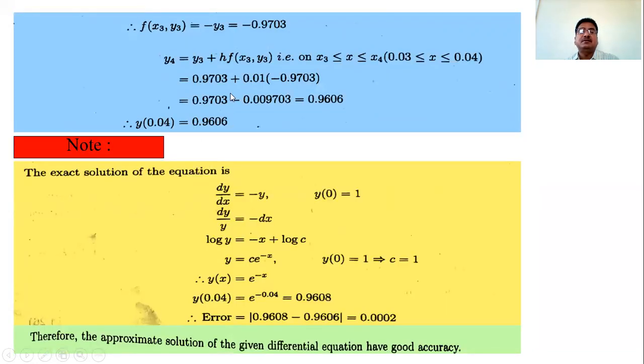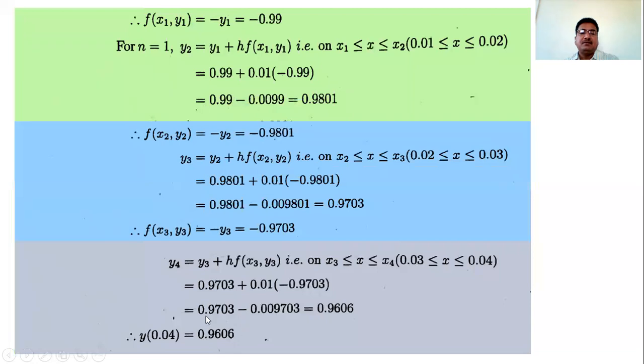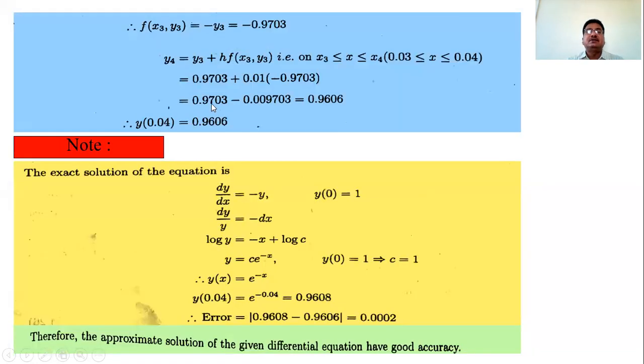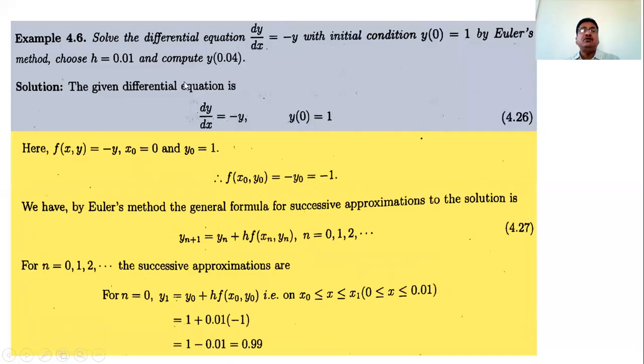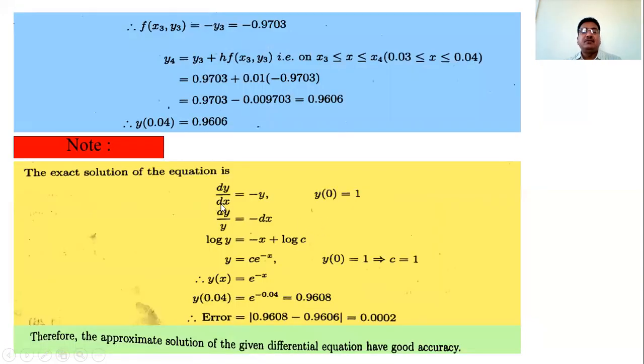0.96. This is the value at 0.96, a repetition of the last y4. So next is the exact solution of the differential equation. If you have to compare the correct answer and this approximate answer, then find the correct answer of dy by dx equals minus y using your usual rules of solving differential equations.